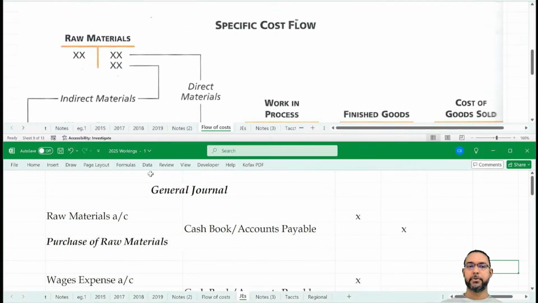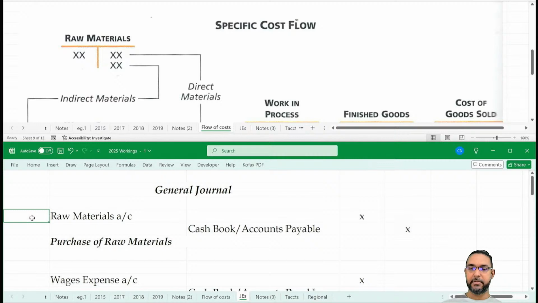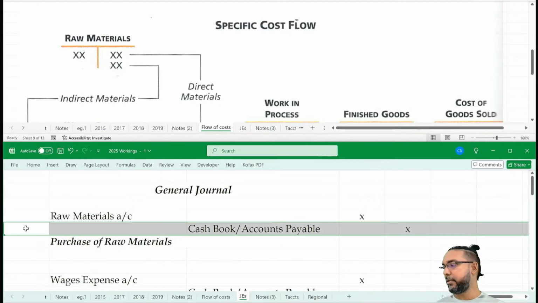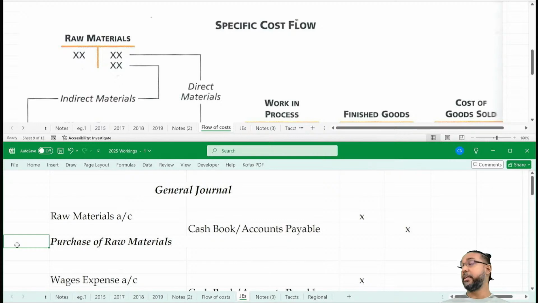So this debit here: when you buy the raw materials, you debit raw materials, and of course you'll also credit cash book or accounts payable. If you bought them on credit, you'll credit accounts payable. So that's the purchase. This is just me talking through the literal debits and credits to show you the actual notes I'm going to send. It's not new per se, just one extra layer of explanation.